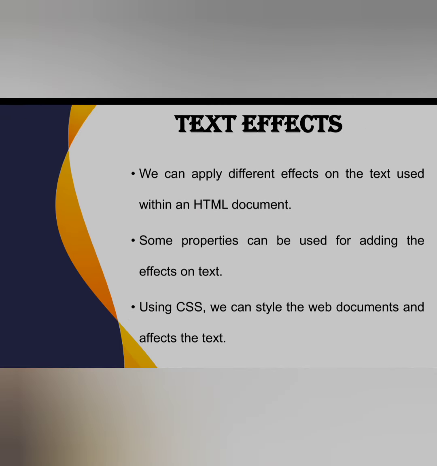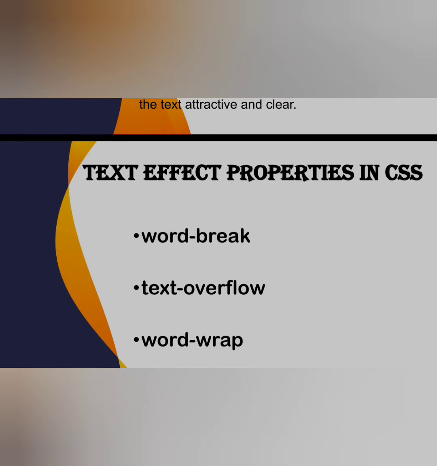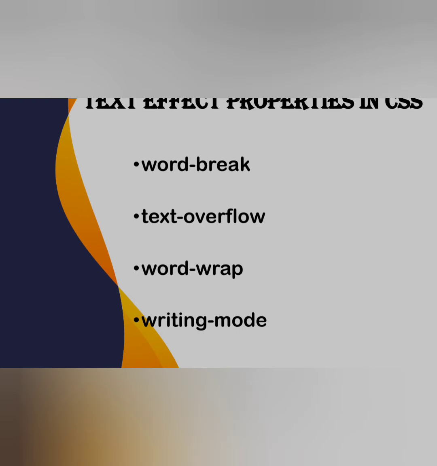Next, text effect. We can apply different effects on the text within an HTML document. Some properties can be used for adding effects on text. Using CSS, we can style web documents and affect the text. What are the text effect properties that we are going to see in CSS? Word break, text overflow, word wrap and writing mode.